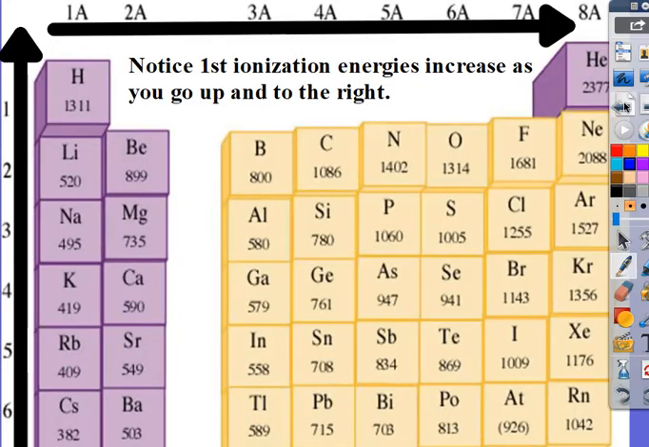So the trend for ionization energy is it increases as you go up and to the right, as you can see from the picture. So draw your arrows for the general trend. Remember, this is a general trend, not a reason why. You need to be able to explain why it increases as you go up and to the right, which is our next two slides.